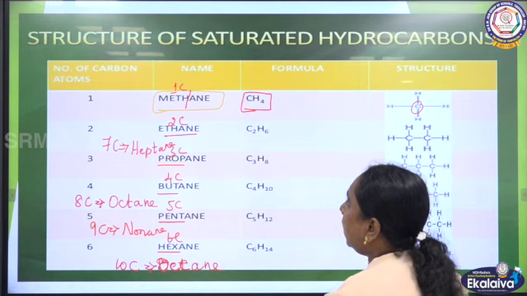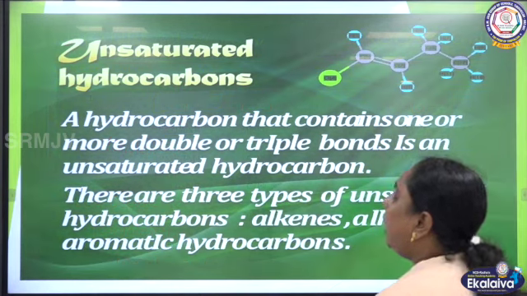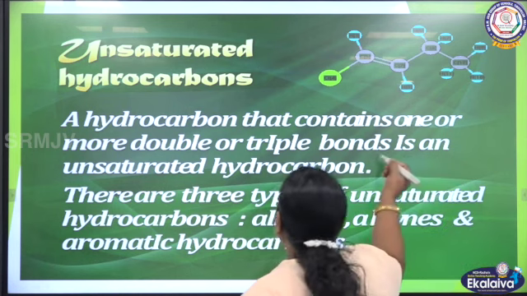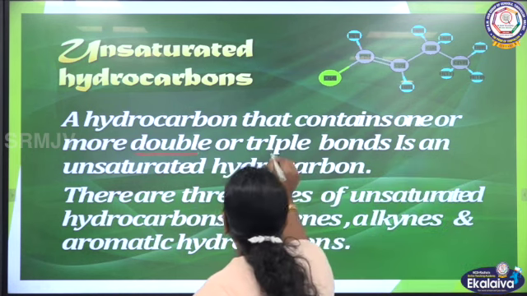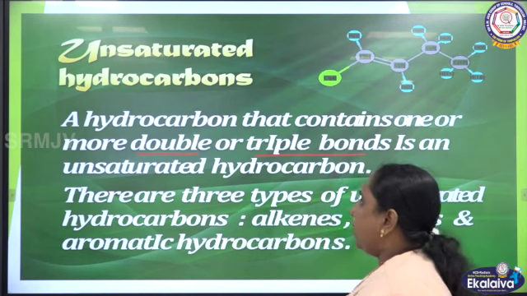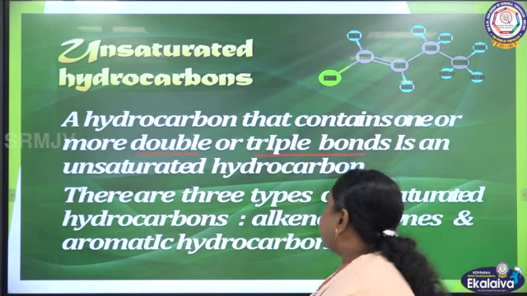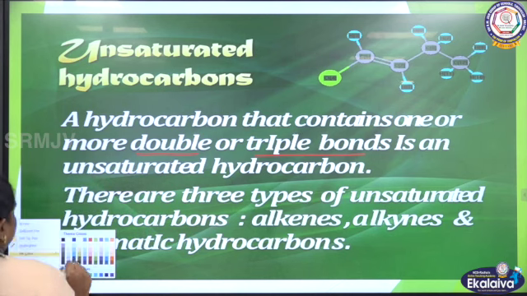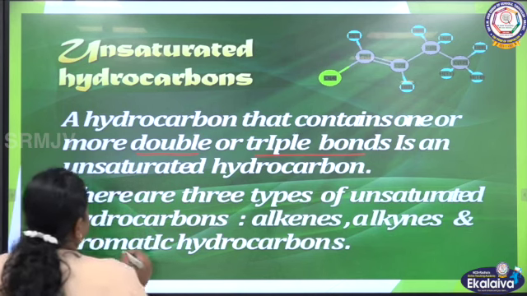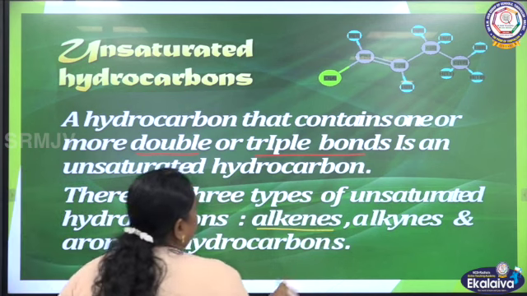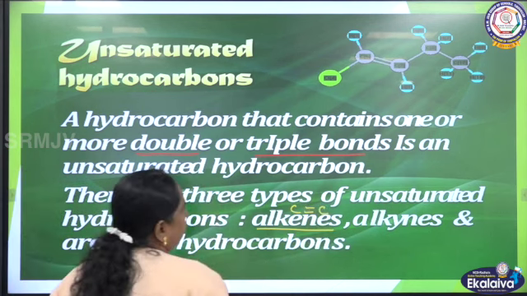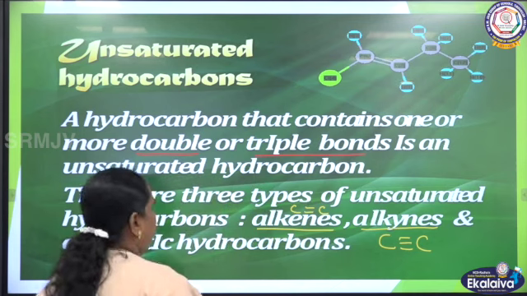Next, unsaturated hydrocarbons. Unsaturated hydrocarbons are the compounds containing either a double bond or a triple bond. And there are 3 types of unsaturated hydrocarbons. What are the 3 types? Alkenes, which contain a double bond between carbon and carbon atoms. Alkynes, which contain a triple bond between carbon and carbon atoms.